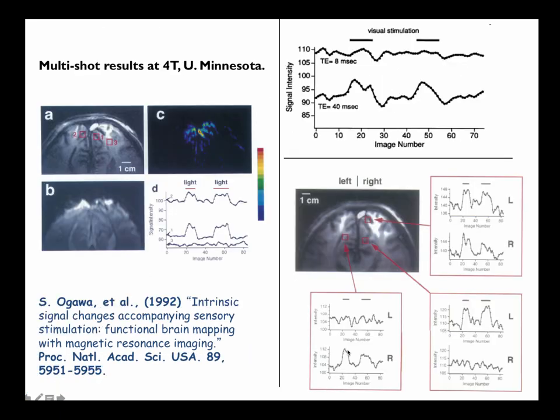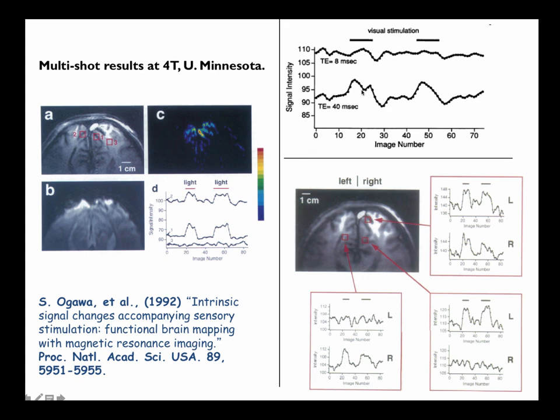Then the Minnesota group was also very active at the time because they were collaborating with Seiji Ogawa. They could have been even earlier, but they waited until their 4 Tesla scanner was up and running because they thought they couldn't get it working at 1.5 Tesla, even though both of those first experiments were at 1.5 Tesla, and both had echoplanar imaging. They were using multi-shot imaging, but did a little bit higher resolution at 4 Tesla.